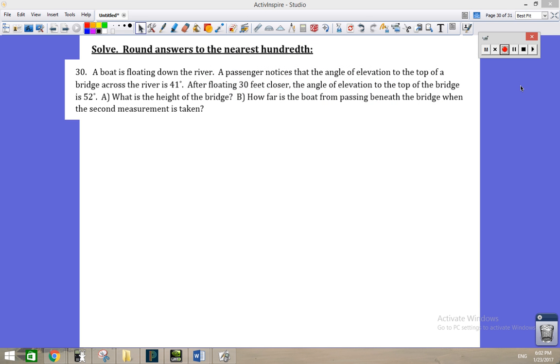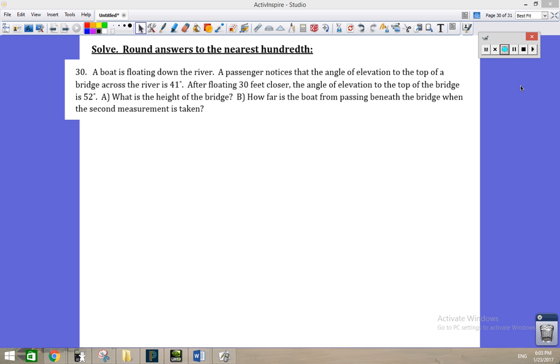Let's take a look at this problem and see what we have here. A boat is floating down the river. A passenger notices that the angle of elevation to the top of a bridge across the river is 41 degrees. After floating 30 feet closer, the angle of elevation to the top of the bridge is 52 degrees. What's the height of the bridge?